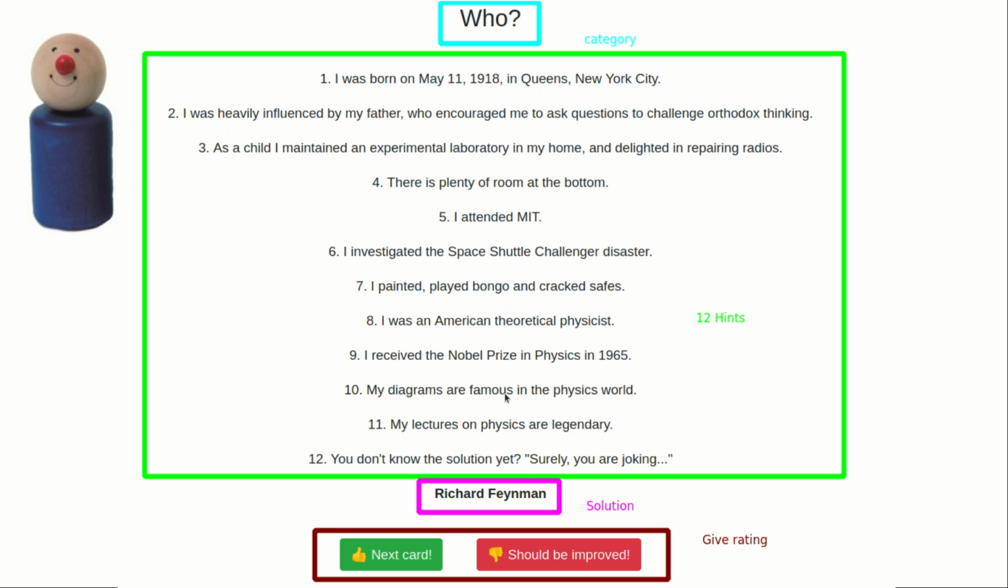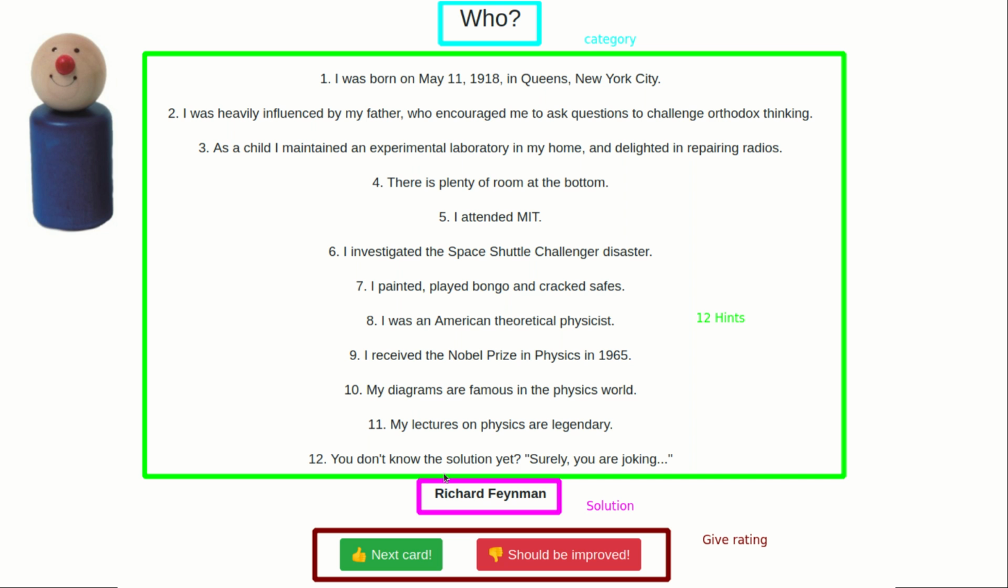But now let's look at what the blue player has to do before he reads out hint 1. He will be reading out the hints 1, 2, 3, etc. to the other players. But before he does that, he has to give an evaluation. He has to make an estimate. He looks at the hints and he has to guess how hard this card is. How many hints will the other players need to guess the right solution? So he also has to be mindful of the other players' ability and knowledge. Do they know this person?